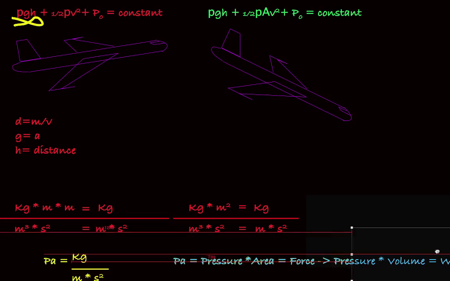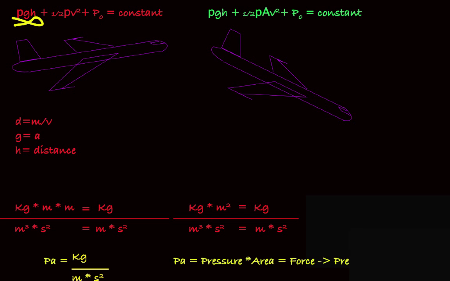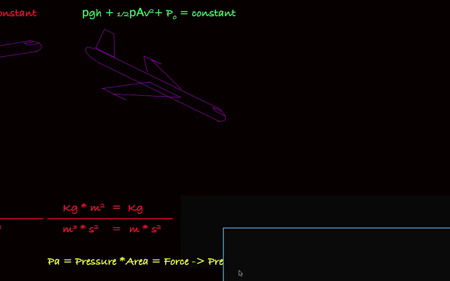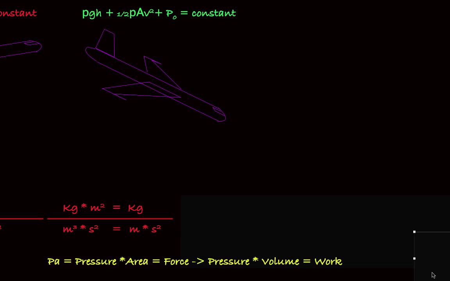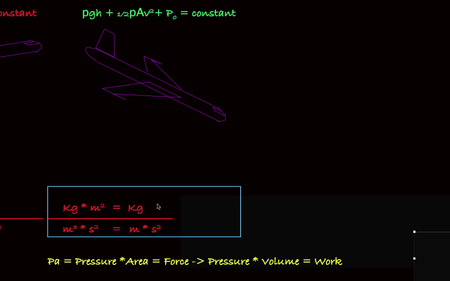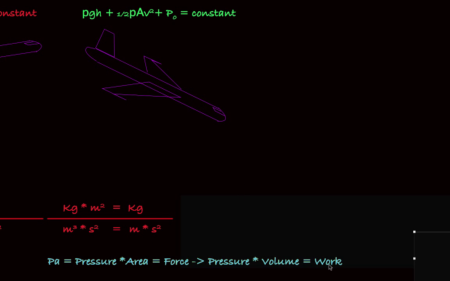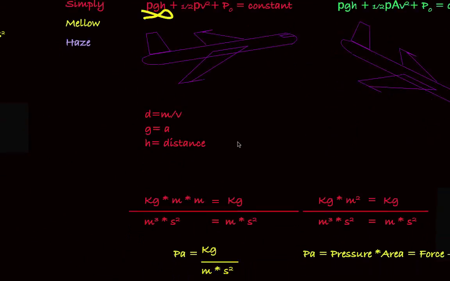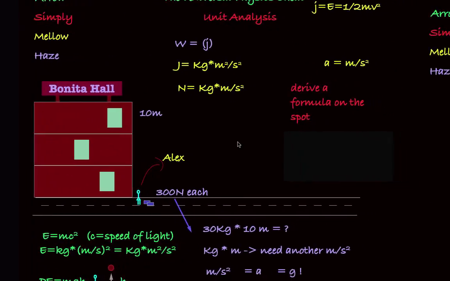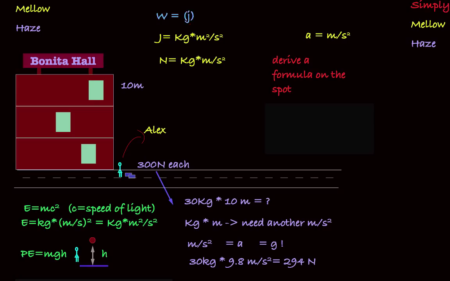What's more is that pressure times volume, which is adding in extra meters on top of it, would give you kilogram meters squared over second squared, which we know is the units for work. So pressure times volume actually equals work. This is the reason why at the end of all of this, I refer to unit analysis as the universal physics cheat.